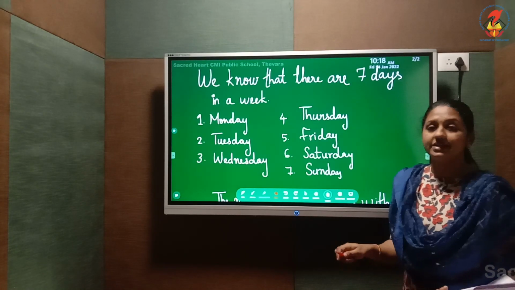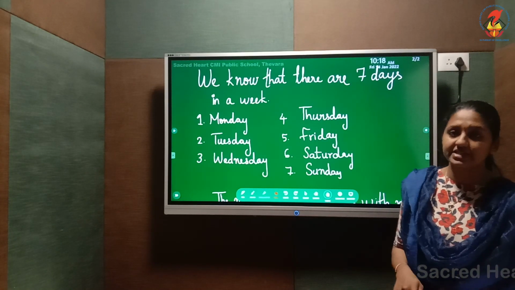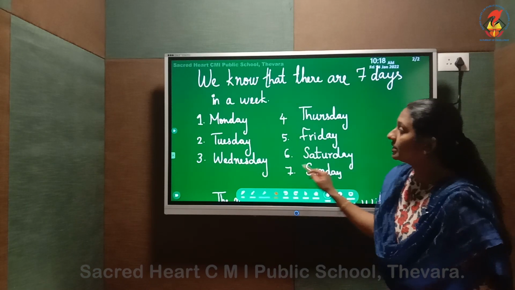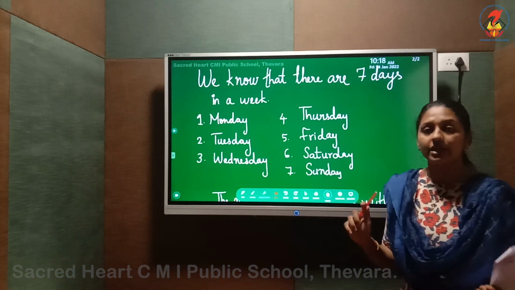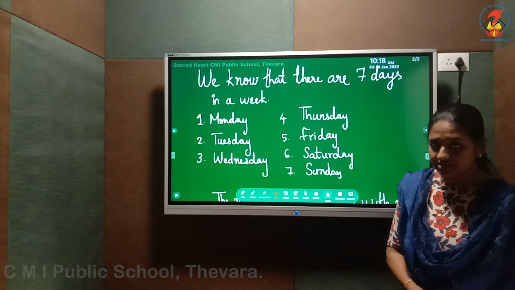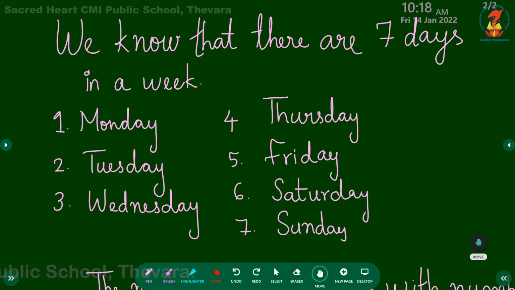So we know that there are 7 days in a week. How many days in a week? It is 7 days in a week. What are the days? Monday, Tuesday, Wednesday, Thursday, Friday, Saturday and Sunday. In a week, it's 7 days. What are they? Monday, Tuesday, Wednesday, Thursday, Friday, Saturday and Sunday.